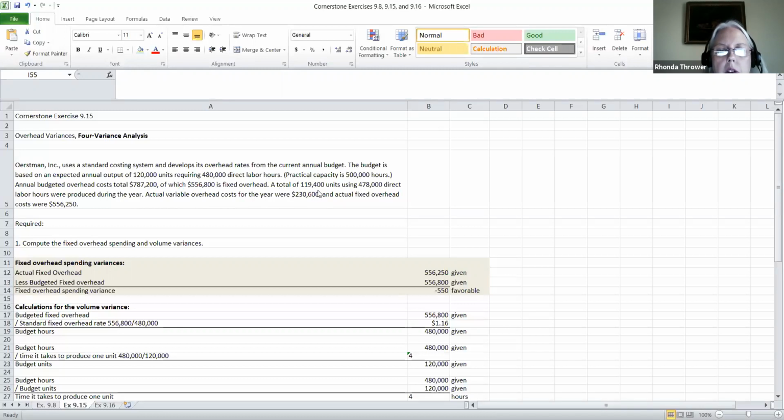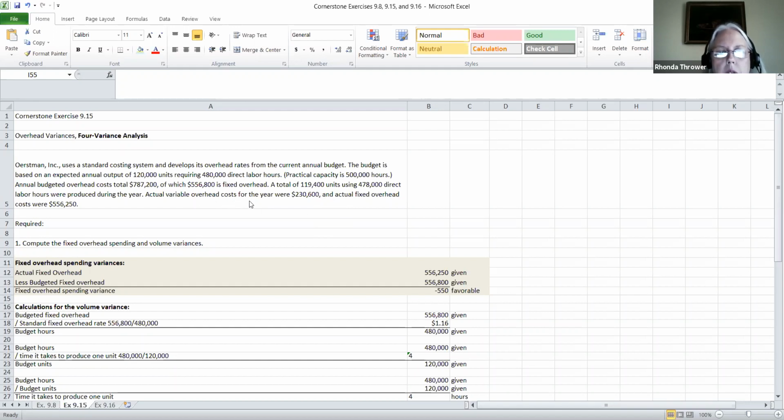There's a total of 119,400 units using 478,000 direct labor hours that were produced during the year. These are actual units produced, and the hours were actual at 478,000. What I found that helped me with this problem is to make up a budget and put down a column for your budgeted amounts and a column for your actual amounts. And then you can use these in the formulas to help you with these variances.